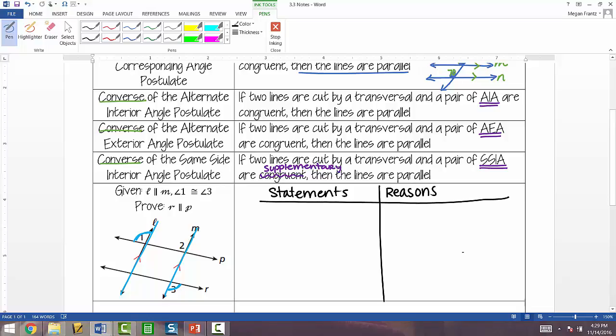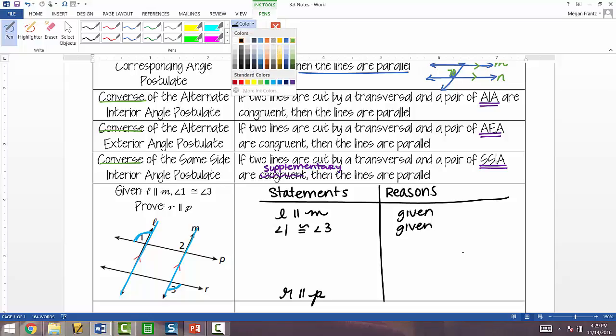First one should be nice and easy. So I told you L is parallel to M. That was given to us. But then also I told you angle 1 is congruent to angle 3. I know eventually I got to get to R has got to be parallel to P. Okay? So let's take a look at what we know.